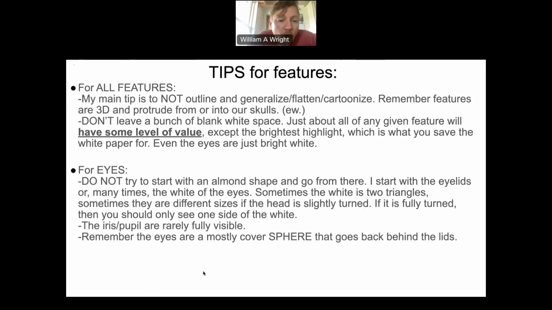The iris and pupil rarely are fully visible. That's a big one. You can look at the little video of me right now and pretty much any picture of any person, unless they have their eyes super wide, you don't see the whole thing. It's partially covered, top and bottom, typically, by the eyelids. Very rarely are they fully visible, the iris and pupil. Okay, if you don't know what the iris and pupil are, you can go look up the anatomy of the eye. I could teach you all about that, but that takes too much time. Remember that eyes are mostly covered spheres going back behind the lids. Just remember that big fullness.